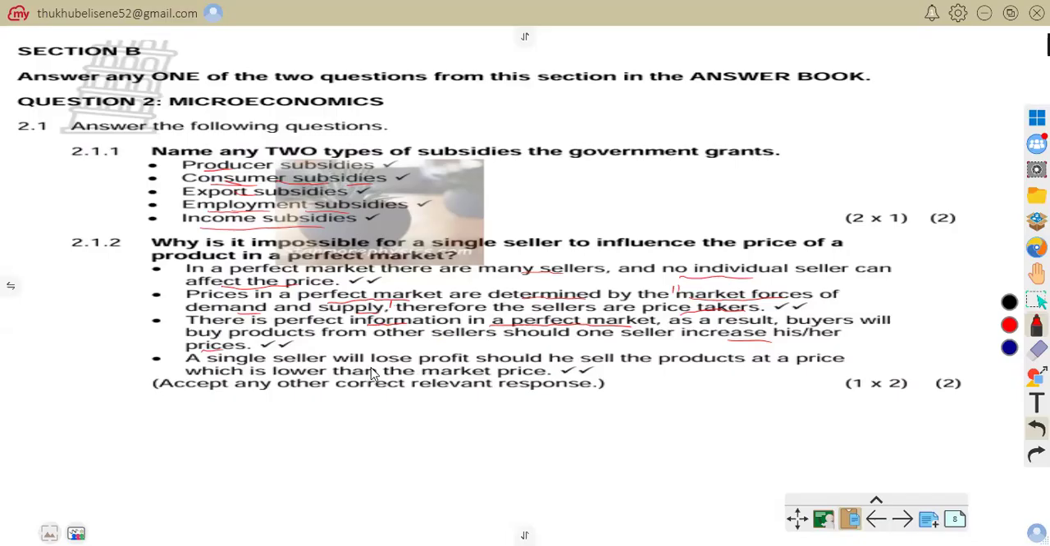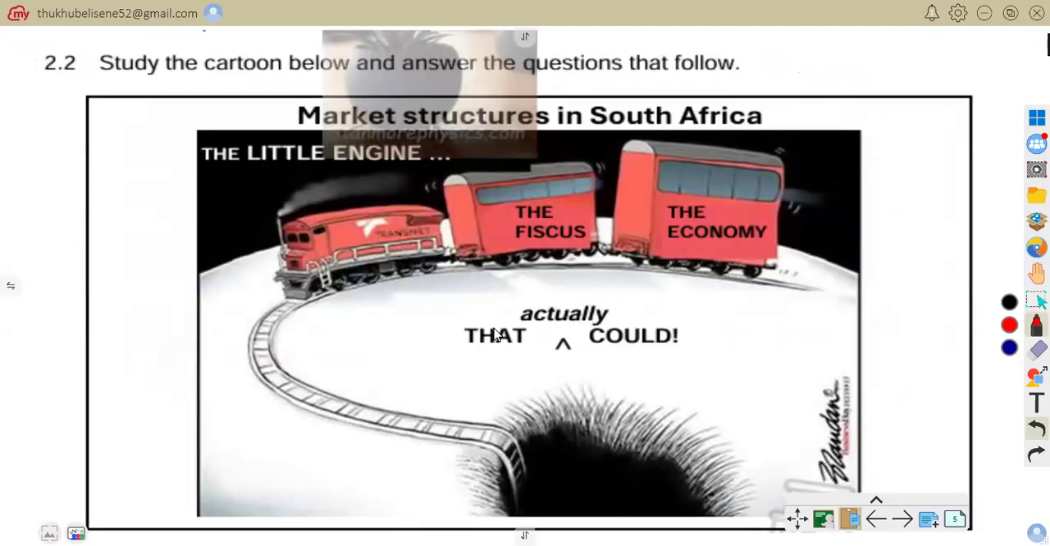They will buy from competitors. A single seller will lose profit should he sell products at a price lower than the market price. Once you set your price below, you are not going to make a profit, you are going to make a loss. That is why it is impossible for a single seller to influence the price of a product in a perfect market. Now let us move on to another question, 2.2.